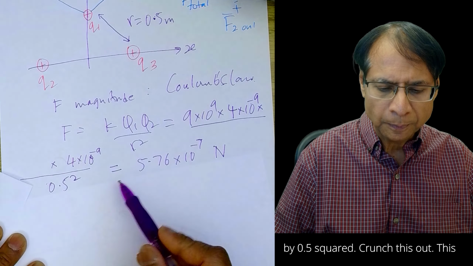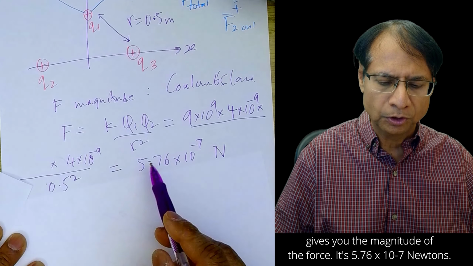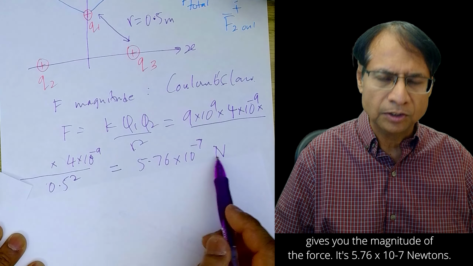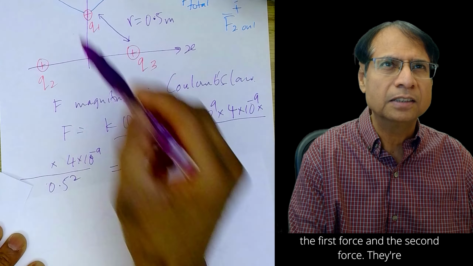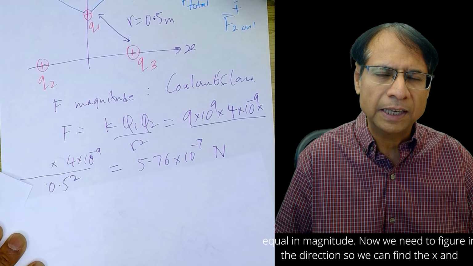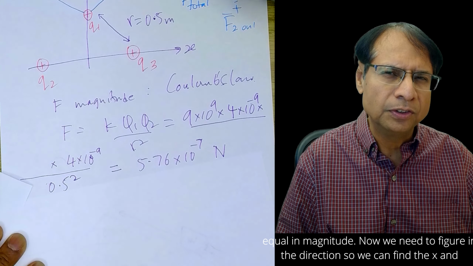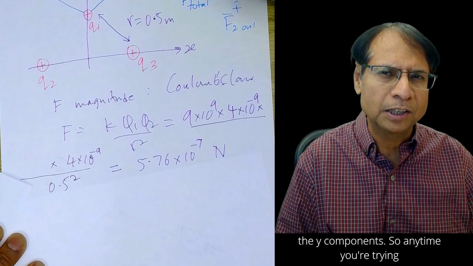Crunch this out. This gives you the magnitude of the force, which is 5.76 times 10 to the minus 7 newtons. This is for both the first force and the second force. They're equal in magnitude. Now we need to figure out the direction so we can find the x and y components.